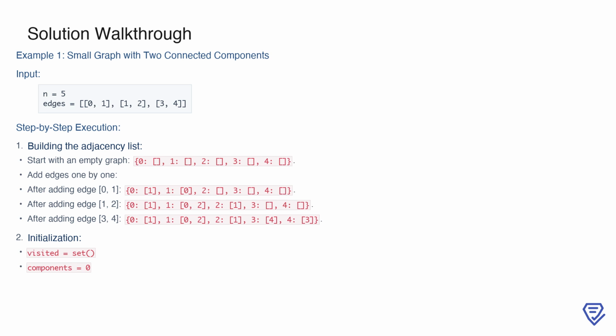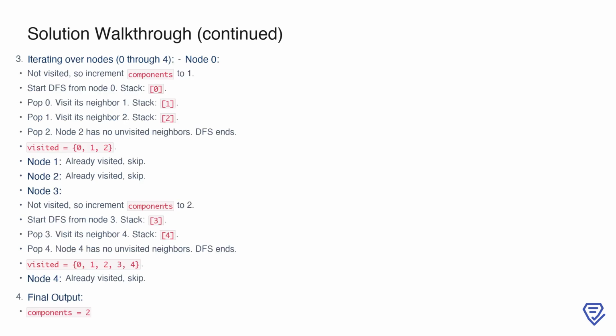Now that the graph is represented, we prepare to traverse it. We initialize an empty set called visited to track visited nodes and set components to 0, which will count the number of connected components. Now we iterate through each node, starting with node 0. Since it hasn't been visited, we increment components to 1 and begin a depth-first search, DFS, from node 0. Initially, the stack contains just node 0.